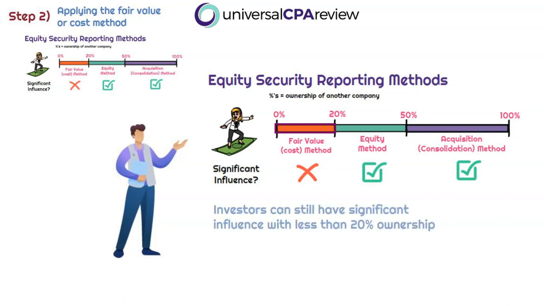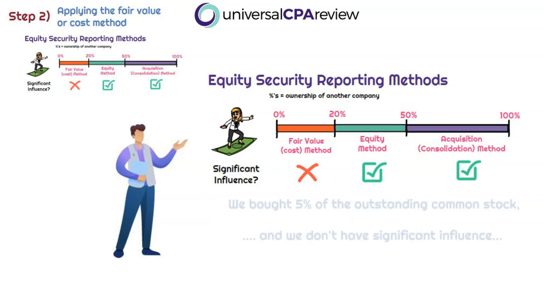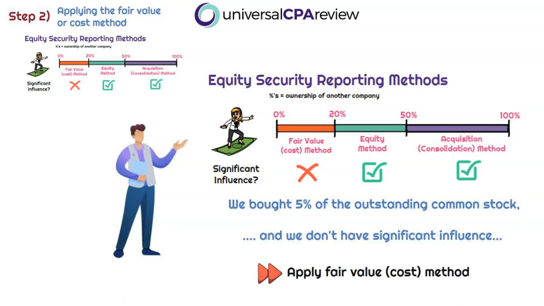Now, they can have less than 20% and still have significant influence. They could have board seats. The question will usually indicate whether significant influence exists. So if you see a question that says they bought 5% of the outstanding common stock, and they don't have significant influence, then you know to use the fair value method.